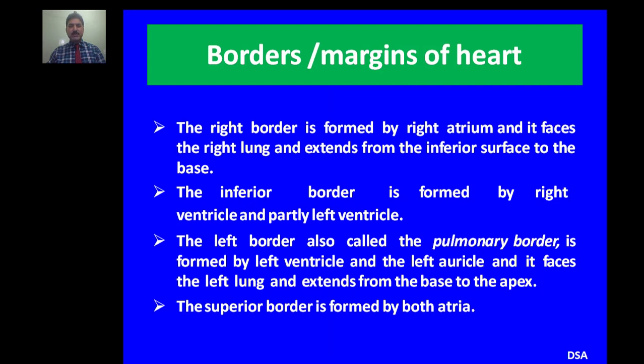The right border is formed by right atrium and it faces the right lung and extends from inferior surface to the base of heart. The inferior border is formed by right ventricle and partly by left ventricle. The left border is also called the pulmonary border. It is formed by left ventricle and the left auricle and it faces the left lung and extends from base to apex. The superior border is formed by both atria.